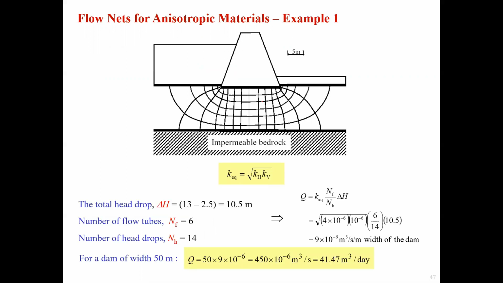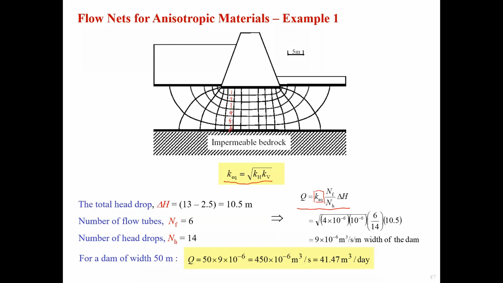According to this flow net figure, we are able to use this formula to do the calculation. That's quite similar as before. The only difference is we need to use the equivalent permeability coefficient, KEQ, and KEQ equals the square root of KH times KV. And again, the height difference is the difference of 13 and 2.5, and the number of flow tubes, we can count 1, 2, 3, 4, 5, 6.